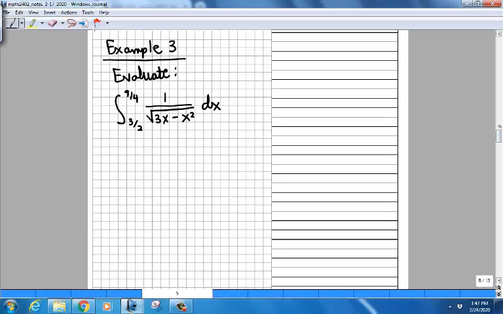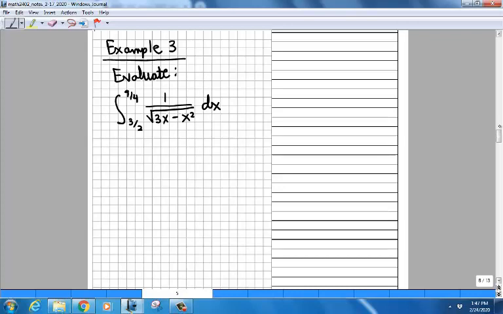Okay, let's look at one definite integral. Ooh, I wonder what this one's going to end up like, okay? Because the limits of integration are kind of funny there. 3/2 and 9/4. So those are probably created just to make the calculations easier, I'm guessing. Let's see if we can work through this one.